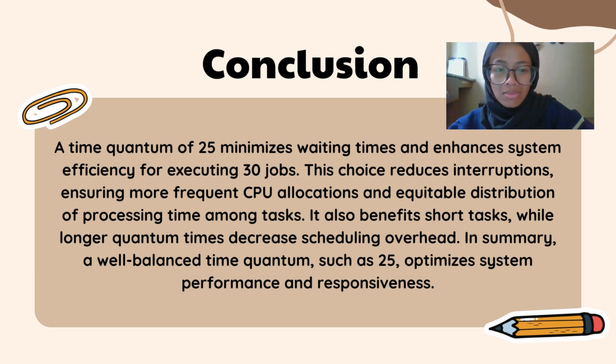A lower quantum time ensures more frequent CPU allocations, equitably distributing processing time among tasks. This approach minimizes wait times and benefits short tasks, while larger quantum time decreases scheduling overhead. Longer burst time enhances process effectiveness by reducing context switch frequency. Overall, a well-balanced quantum like 25 optimizes system performance, providing prompt response in interactive environments.